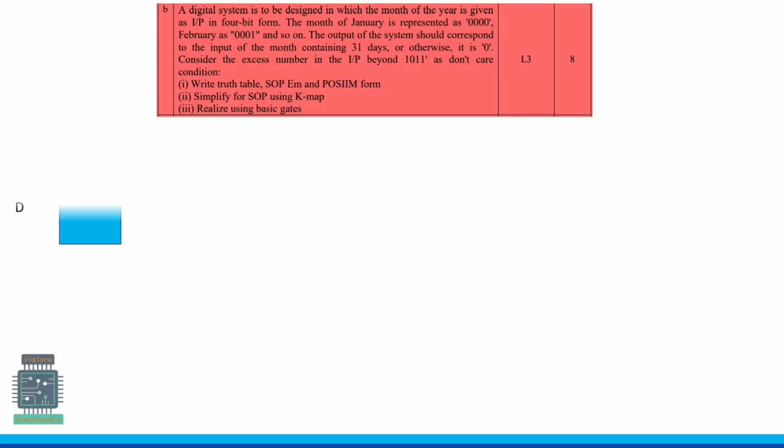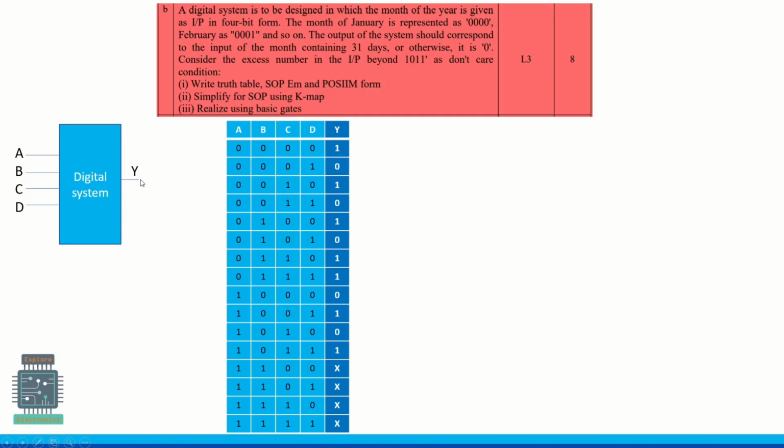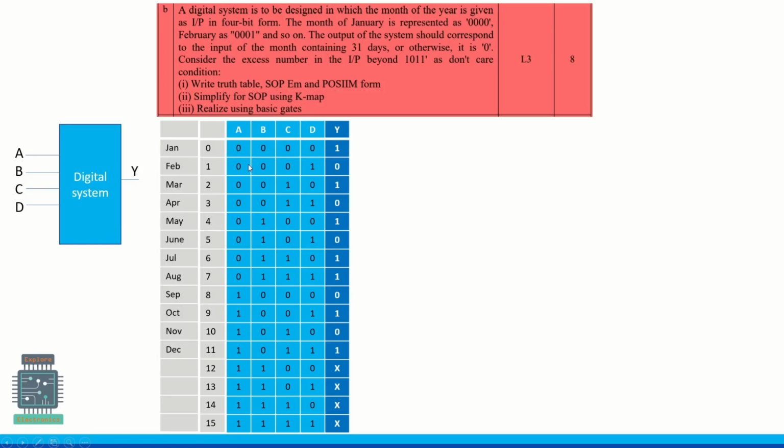Let us solve this. First, let us write the block diagram, taking the 4-bit input to represent a month as ABCD and the output as Y. Now let us write the truth table. Starting from 0000, the different combinations of ABCD go up to 1111. As in the question, January is 0000, the first one, 0001 is February, and then March, April, May, June, July, August, September, October, November, December. So December has the input value 1011. Now the months having 31 days, we need to put as 1.